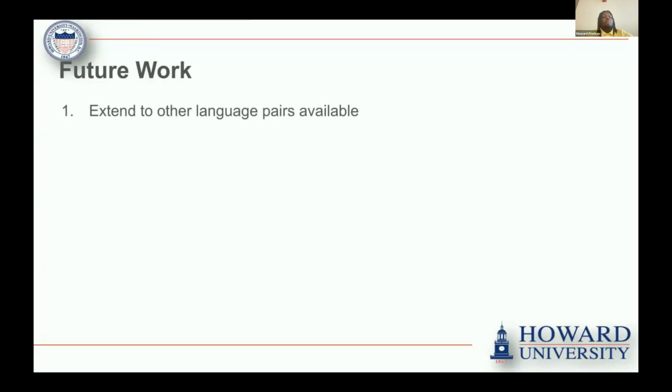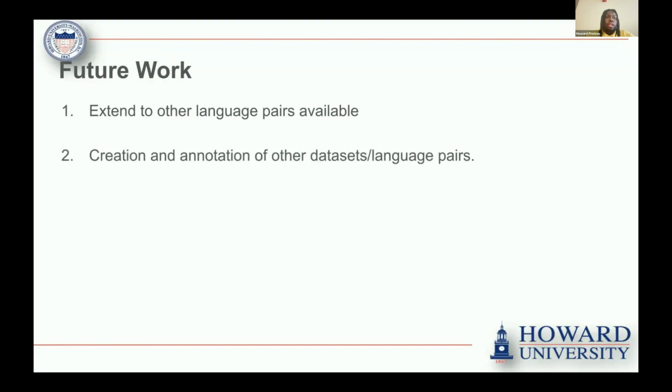Future work is potentially to extend to other language pairs available, such as, I know that there's Hindi English, there's Tamil English, Tulu English, and then there's also some African languages to English as well, which is currently a new data set that's being adopted into the code switching data set base. And then also the creation of other data sets and language pairs.